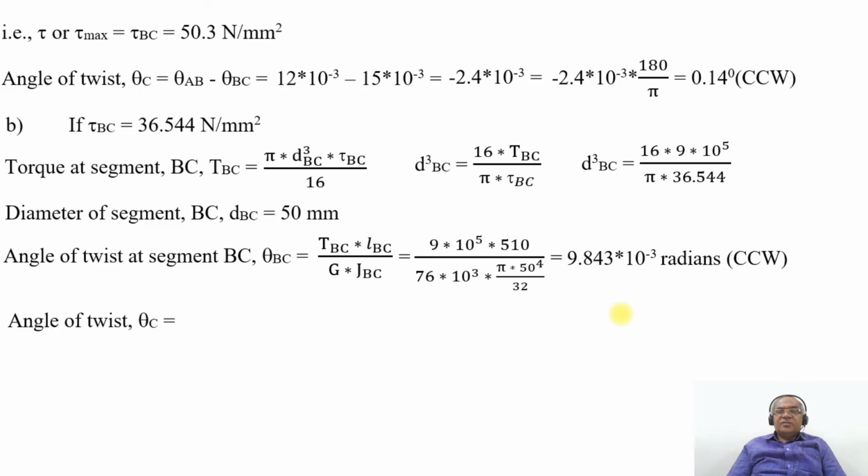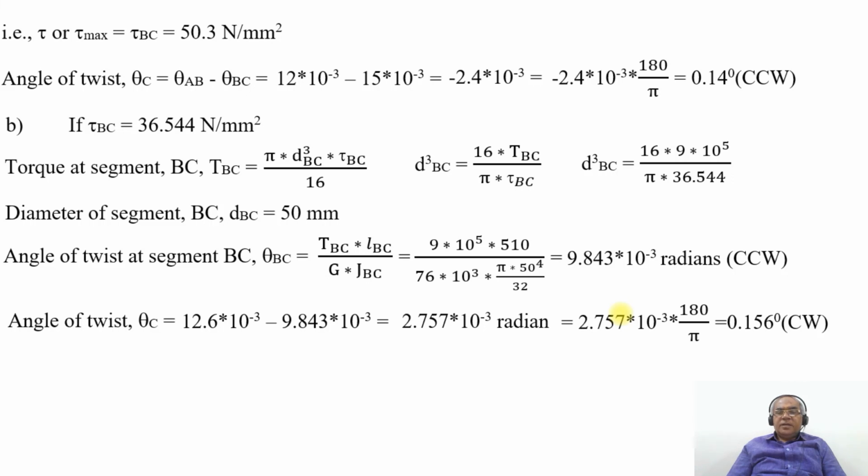So angle of twist theta C will be equal to 12.6 into 10 to the power of minus 3 minus 9.843 into 10 to the power of minus 3, which will be 2.757 into 10 to the power of minus 3 radians, which will be equal to 2.757 into 10 to the power of minus 3 into 180 degree by pi, which is equal to 0.156 degrees.